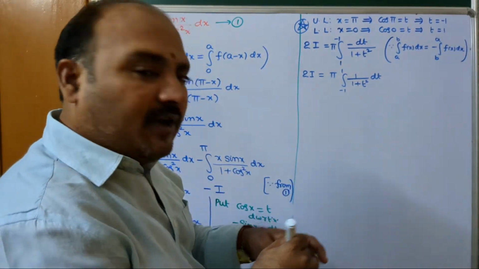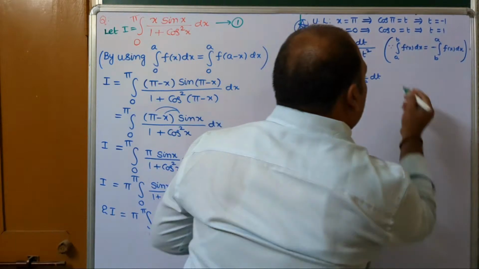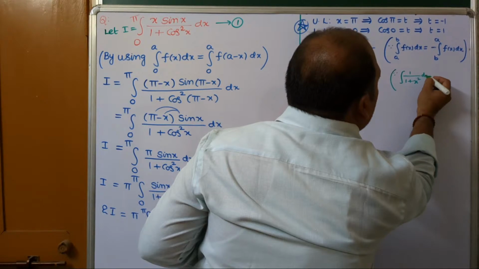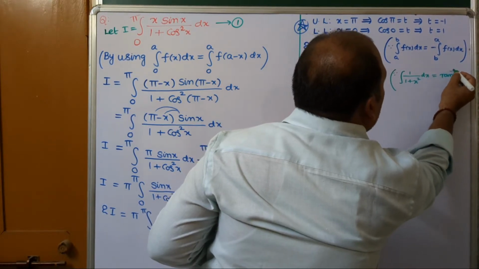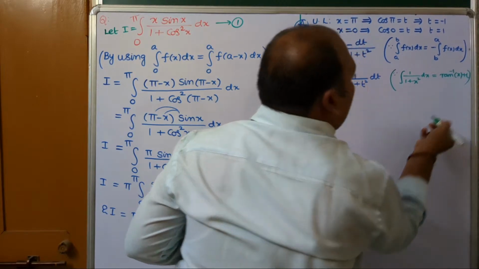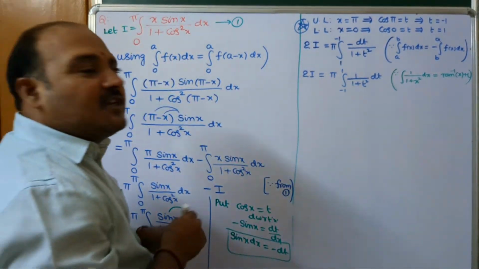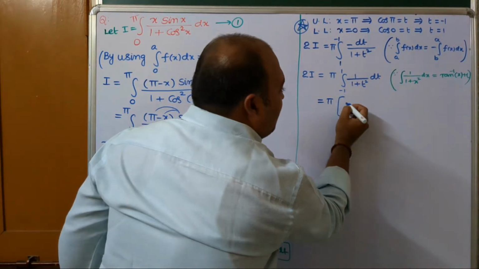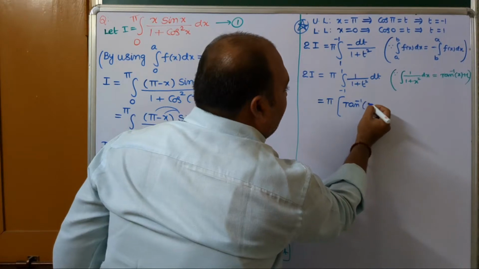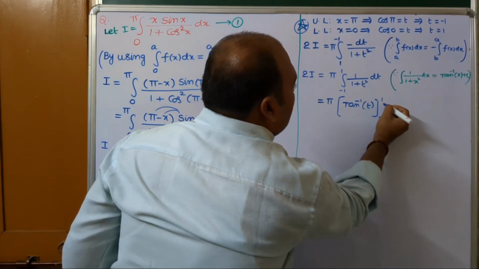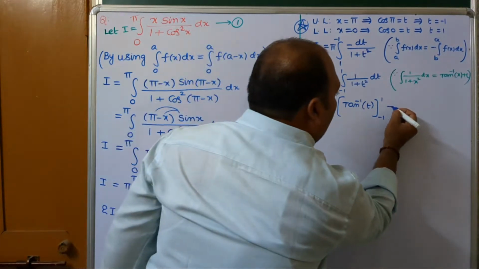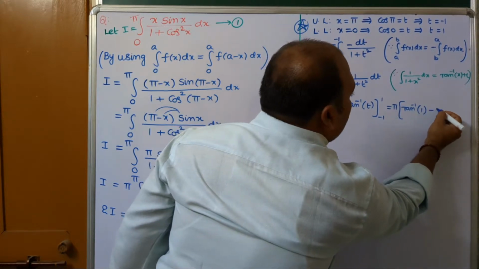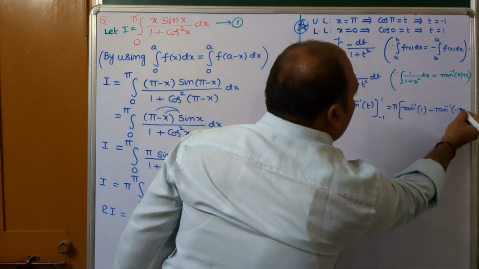We know that formula, integral 1 by 1 plus x square into dx equal to tan inverse of x. So plus c no need to write, why? Because it is a definite integration. So 2I equal to pi into tan inverse of t. Applying the limits minus 1 to plus 1. First you have to apply upper limit: tan inverse of 1 minus tan inverse of minus 1.